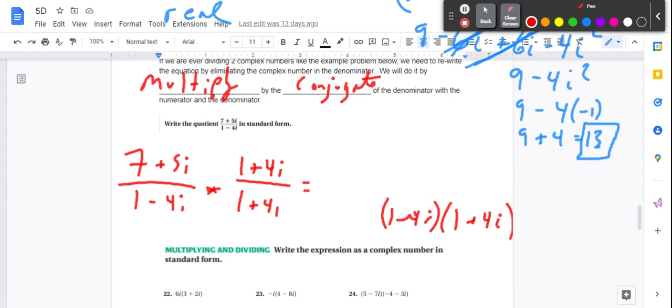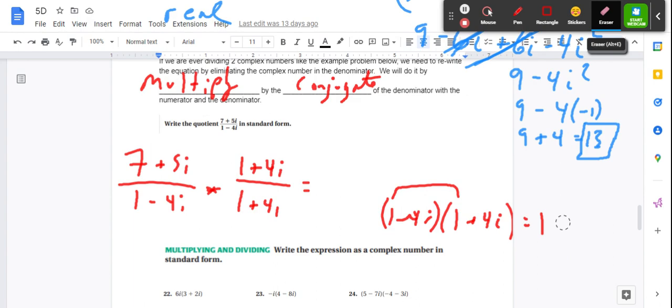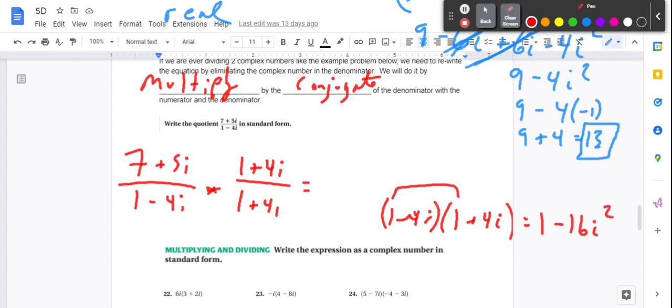When we do the denominator, we have 1 minus 4i times 1 plus 4i. What we're really going to end up with is 1 times 1 is 1, and negative 4i times positive 4i is negative 16i squared. So 1 minus 16i squared, with i squared being negative 1, is equal to 17. So the denominator becomes 17.